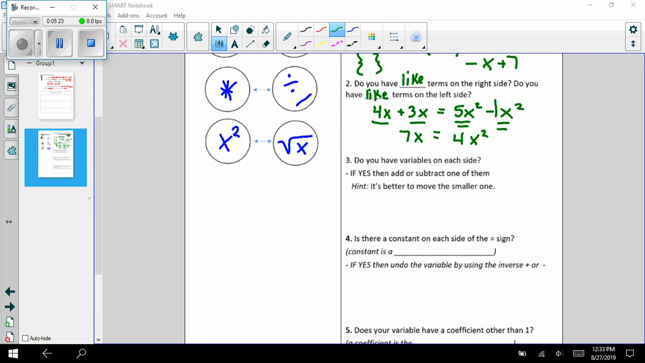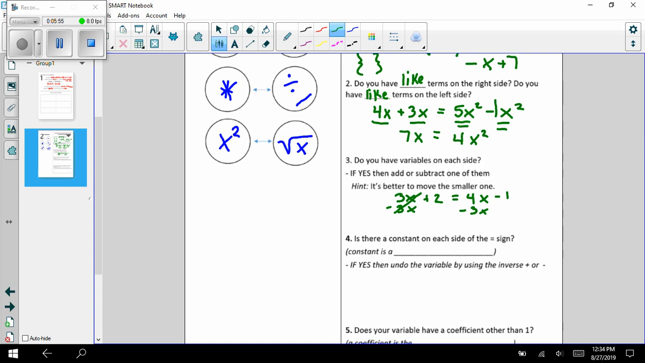All right, the next question you should ask yourself is, do you have variables on each side? If yes, then add or subtract one of them. And hint, it's better to move the smaller one. So when I compare the left side variable to the right side variable, I see that the left side one is smaller. And since that was my hint, I'm going to move it by undoing or doing the inverse operation. The opposite of a positive 3x is a negative 3x. So I'm going to take it away from both sides.